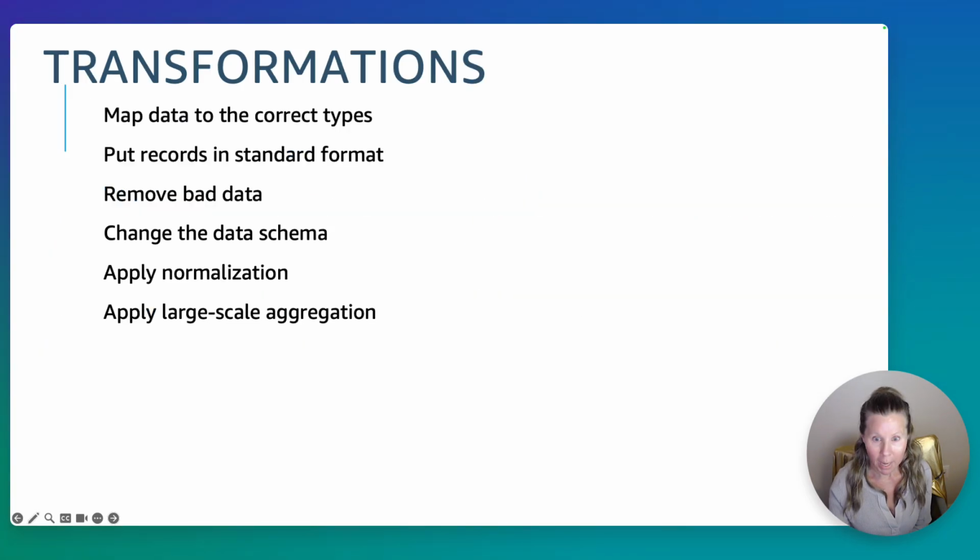So we have talked about modeling our data and querying that data. So why would we still need to transform our data? What is a transformation that you can think of? Well, my first thought is mapping that data to the correct types. So changing ingested string data into numeric or date types, or maybe putting records into standard formats or removing bad data. There are later stages of transformation that can change the data schema and apply normalization, or even apply large-scale aggregation for reporting or featurize data for machine learning processes.